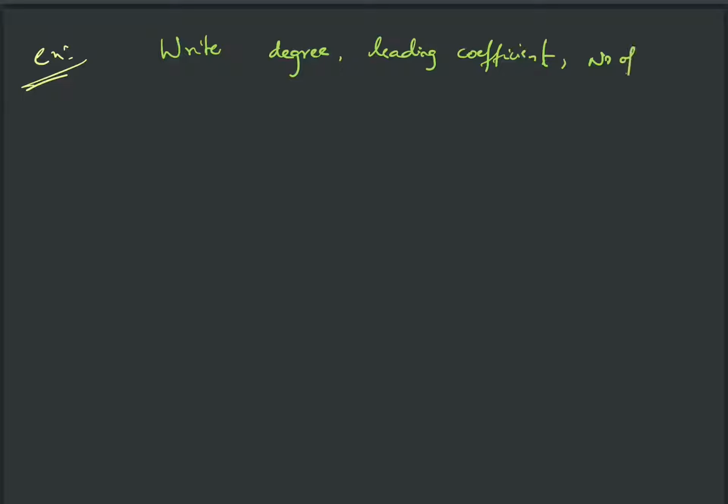Now let us just do some examples on this. So the question is: write the degree, leading coefficient, number of terms, number of variables, right, in the following polynomials.